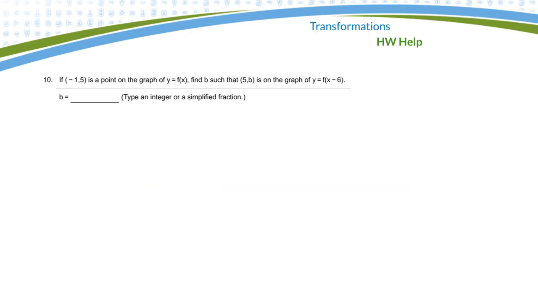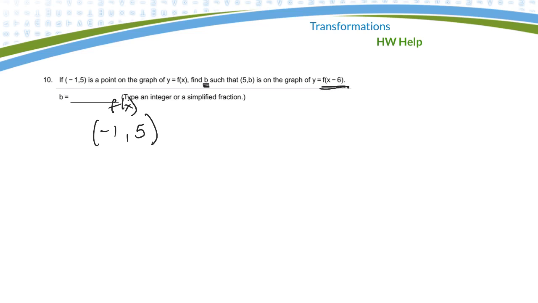All right, last question. If (-1, 5) is a point on that graph, find b such that (5, b) is on the graph of that. Oh, great. Okay, so let's see. So I've got (-1, 5). That's on f(x). And then they want to find b such that (5, b) is on this graph.